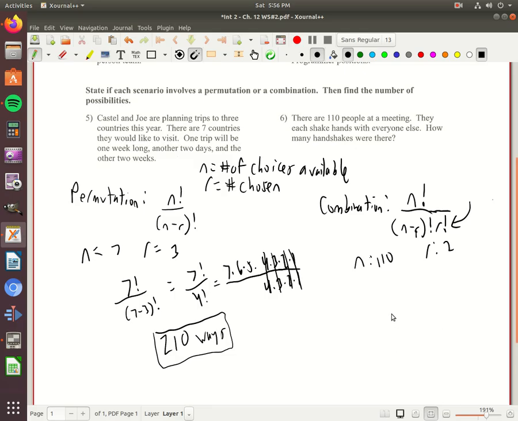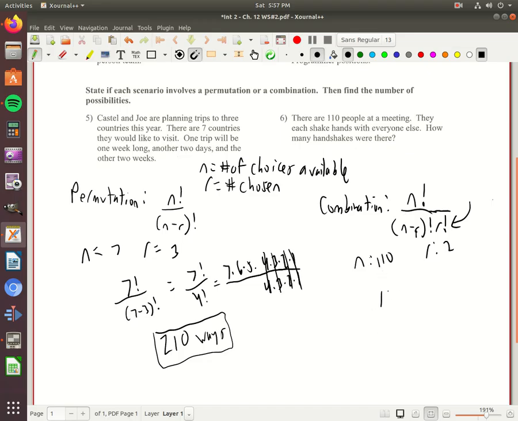I apologize for pausing the video. It was interrupted in my own thoughts. So where we left off, we said there was 110 people and we were choosing 2 people to shake hands, and they need to shake hands with everybody else. So I guess you could make the argument that r is 108, which my notes seem to say, but I feel like r should be 2. But long story short, we'll get the same answer either way.